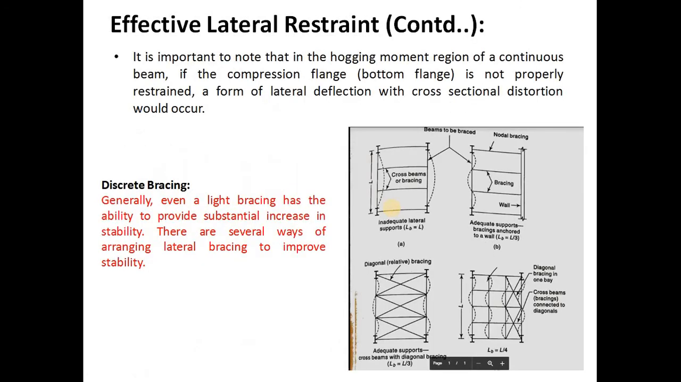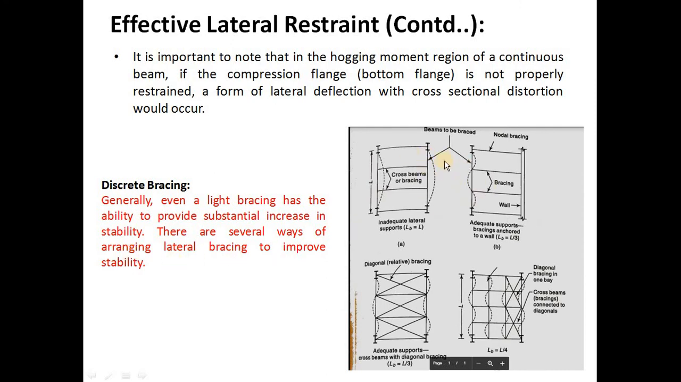It is important to note that in hogging moment regions of a continuous beam, if the compression flange, that is the bottom flange, is not properly restrained, then in the hogging condition the bottom flange becomes the compression flange and the top flange becomes the tension flange. A form of lateral deflection with cross-sectional distortion would occur. Generally, even a light bracing has the ability to provide a substantial increase in stability. There are several ways of arranging lateral bracing to improve the stability.